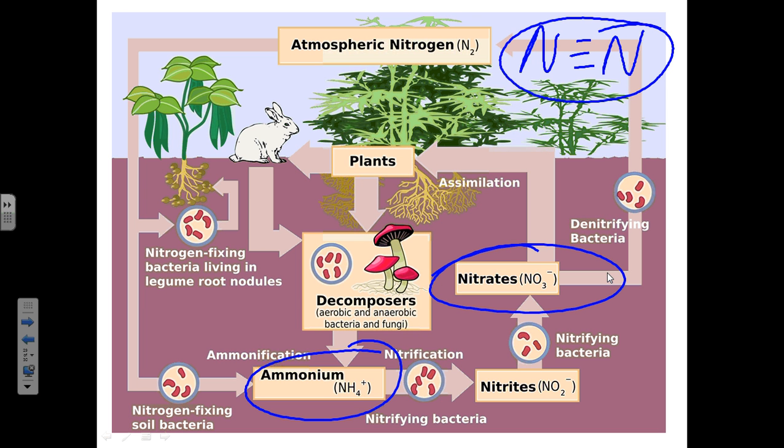On the other hand, there are bacteria in the soil that do the opposite. They take the ammonium and the nitrate and convert it back into what? N2. And that's the nitrogen cycle.